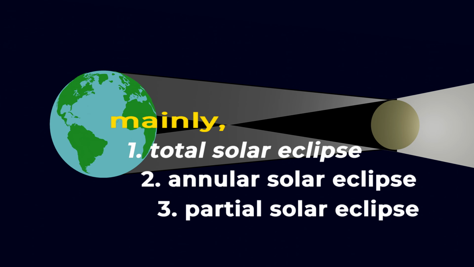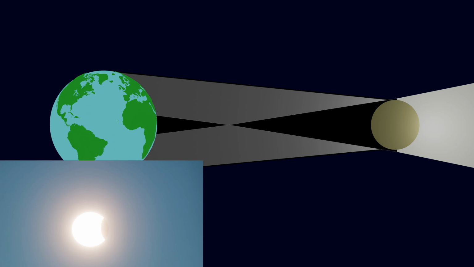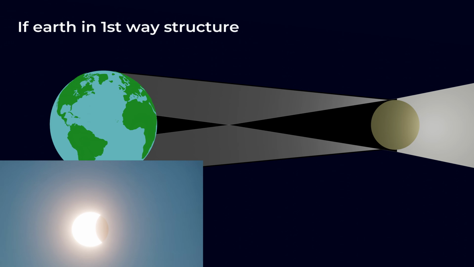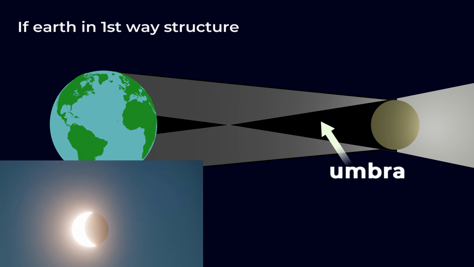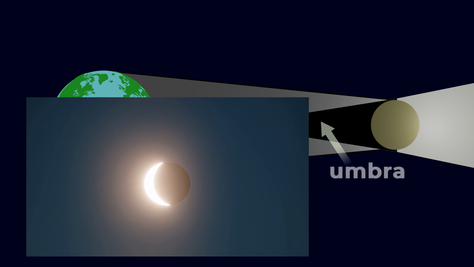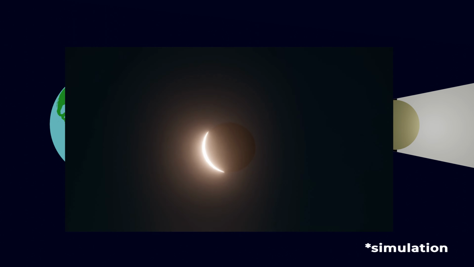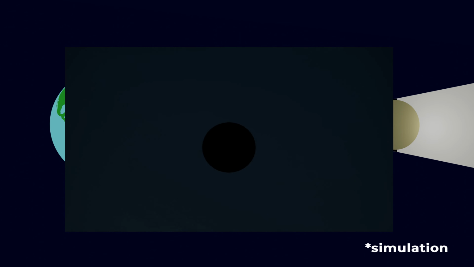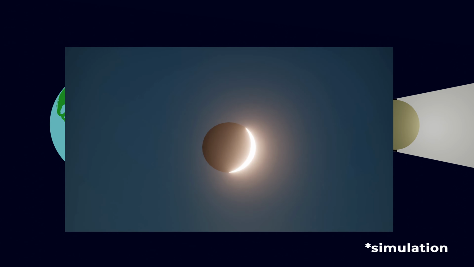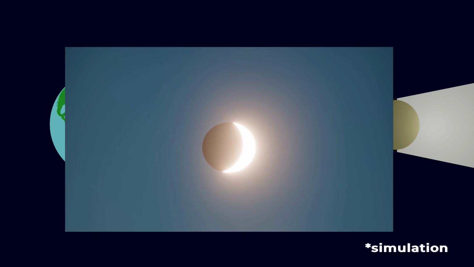There are three types of solar eclipses. Total solar eclipse. This is seen in the umbra area. During the eclipse, the moon blocks the visibility of the whole face of the sun. It's a total solar eclipse.